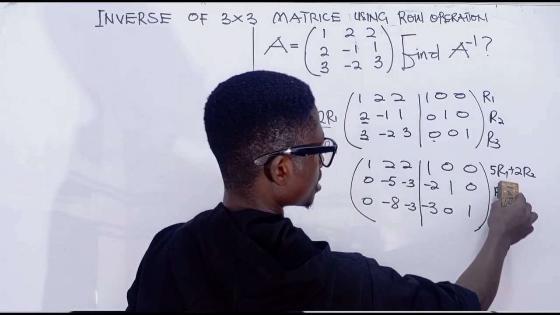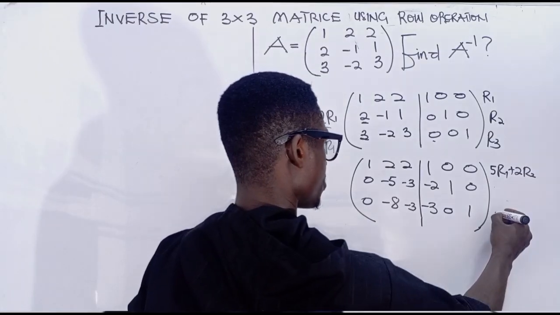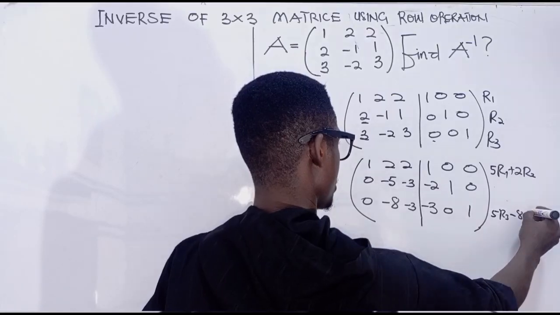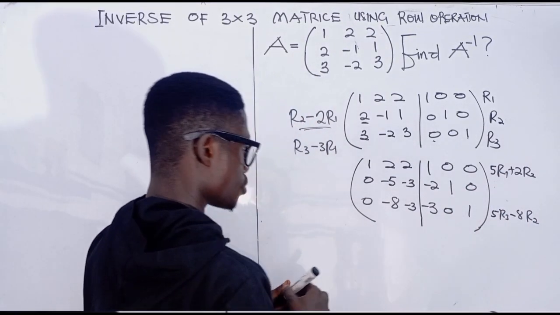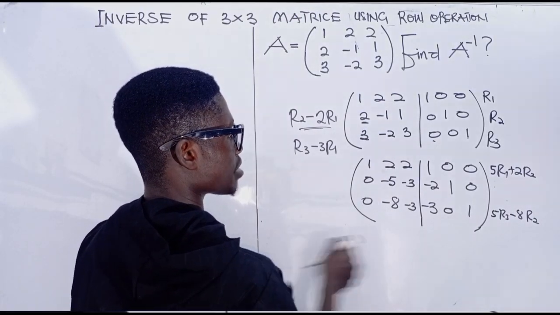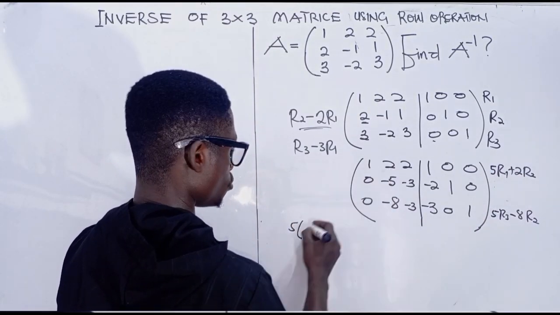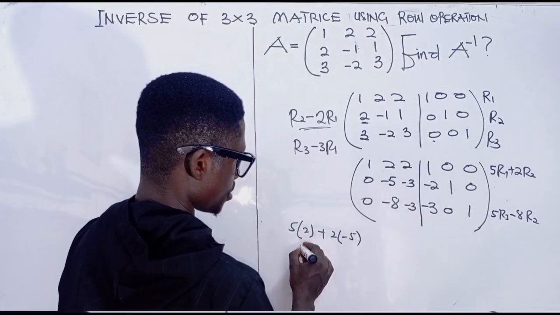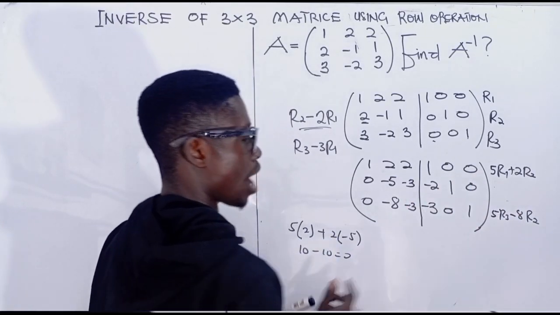Let me also clean row 3. So we are going to have 5 row 3 and then minus 8 row 2. So this is the rule that we are going to use to enable us to get this entry to be 0. So we are having 5 times what? Row 1. Row 1 is what? 2. And then plus 2. Row 2 is what? Minus 5. So we have 10 minus 10.